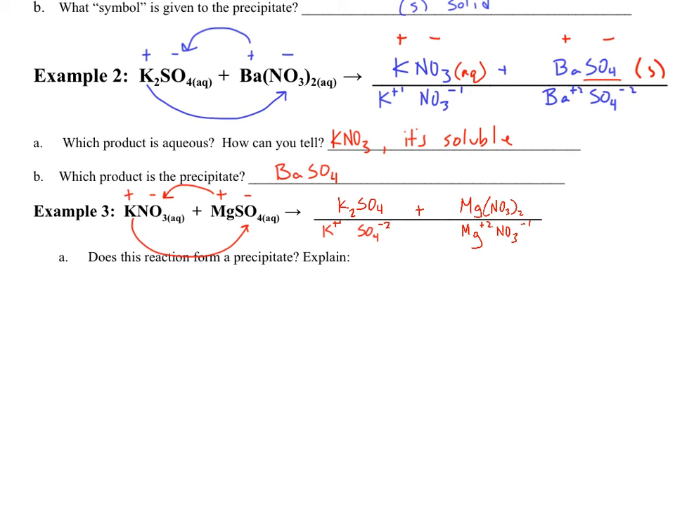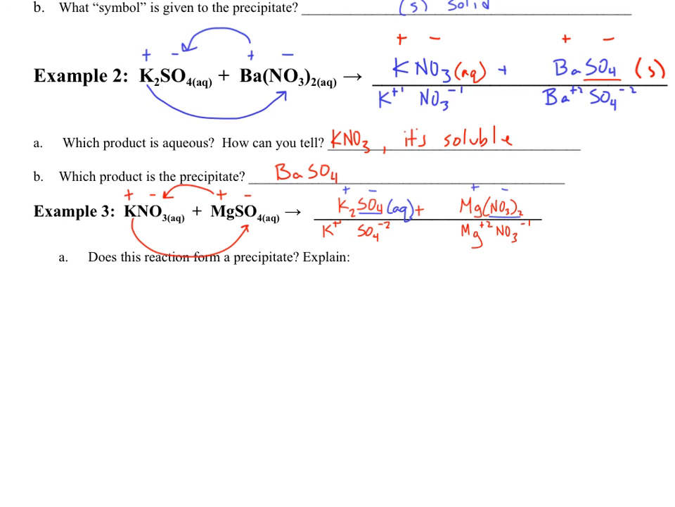Okay, so I'm going to look at potassium as a metal, sulfate is a non-metal, positive, negative. So remember, I'm only looking at the negative portion of this compound. So let's start with sulfate. Let's see if sulfate is bonded with any of those exceptions. It's bonded with potassium. So that means that potassium sulfate is soluble. So it's going to get AQ. It's aqueous. All right, the next one I'm going to look at is magnesium nitrate.